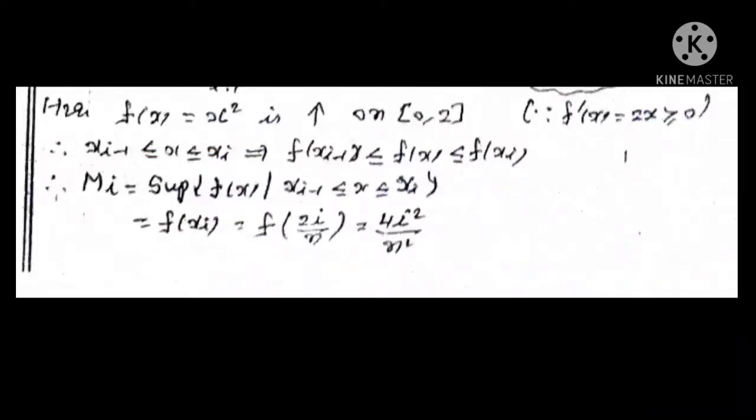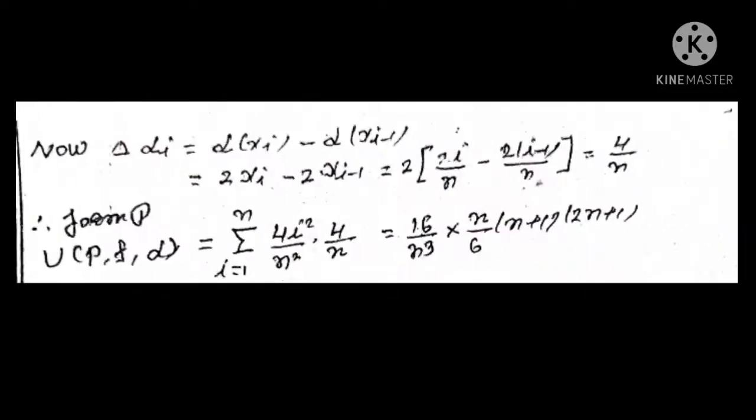Now, delta alpha i is equal to alpha xi minus alpha xi minus 1, which is equal to 2xi minus 2xi minus 1. Now xi is equal to 2i upon n, so this is equal to 2 into 2i upon n minus 2 into (i minus 1) upon n, which is equal to 4 upon n.